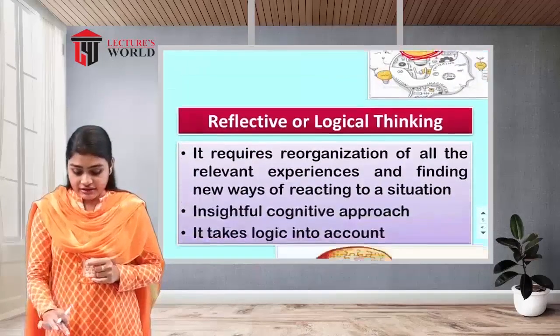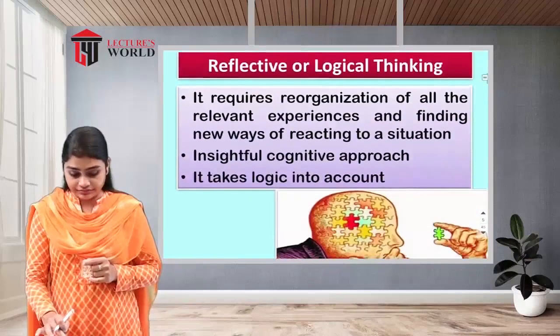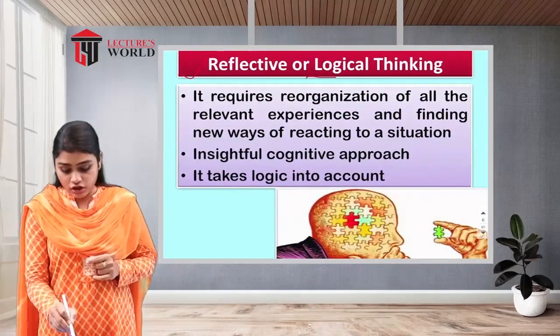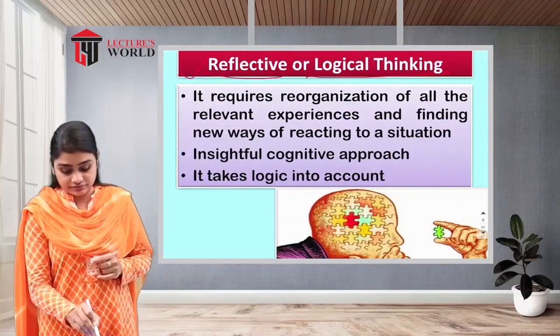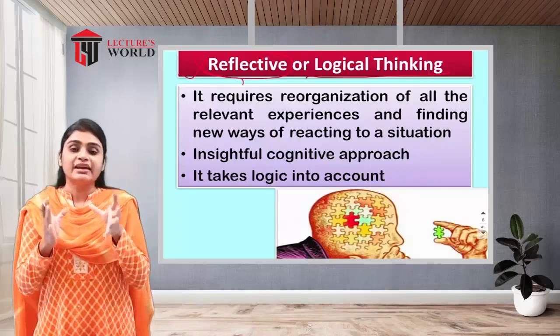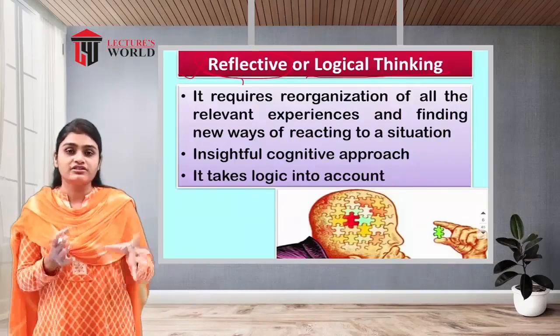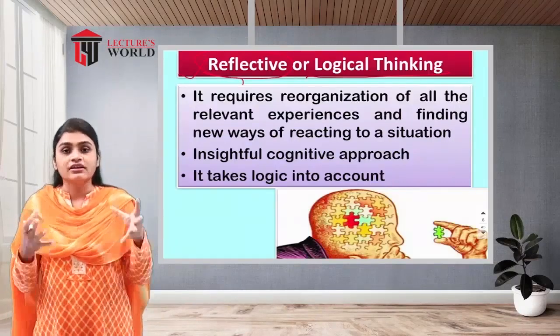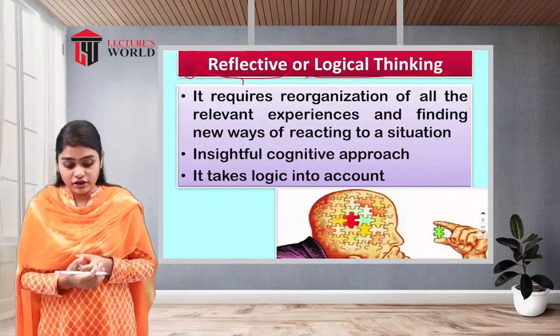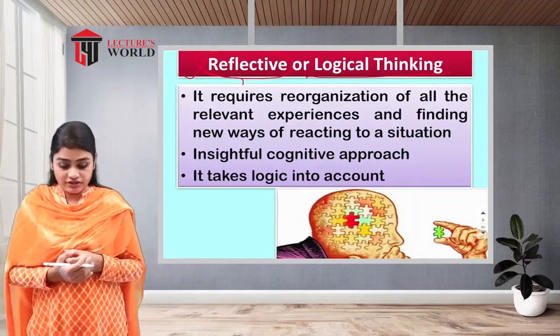After that, the next type of thinking is your reflective or logical thinking. Reflective or logical thinking means it is mainly based on rules and regulations. Some formal thinking is there. All the rules and regulations and logics we are going to use. So that is called your reflective or logical thinking.